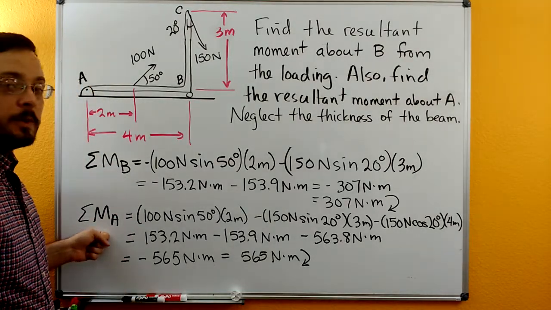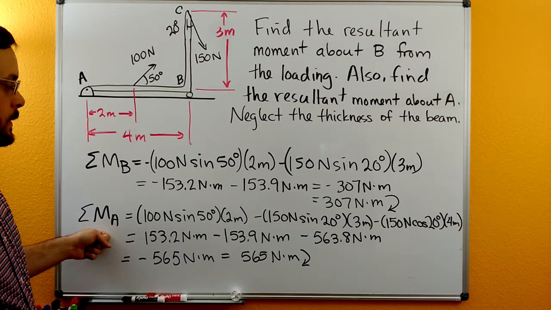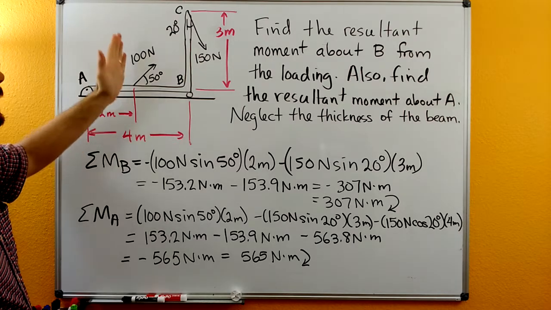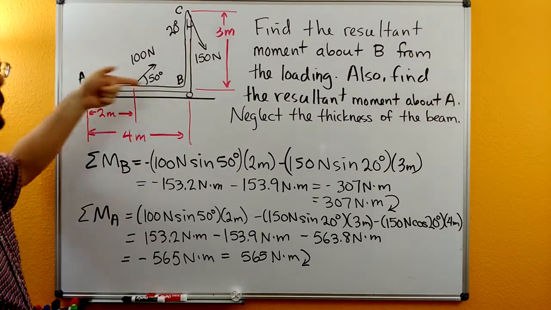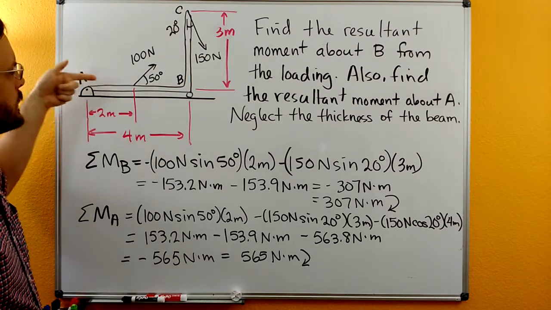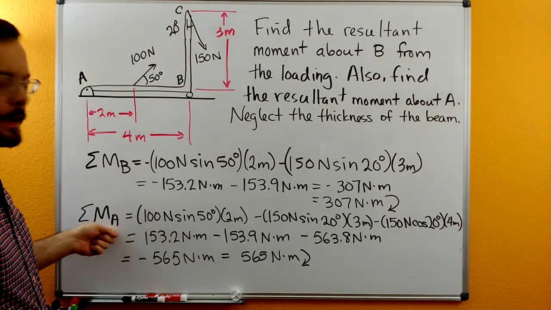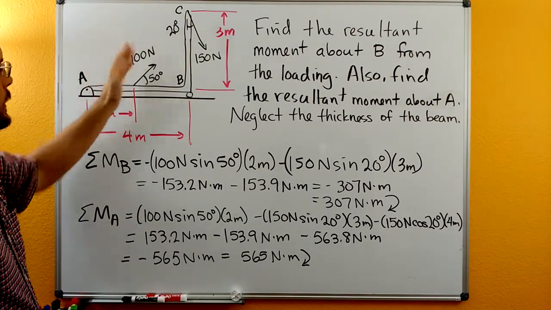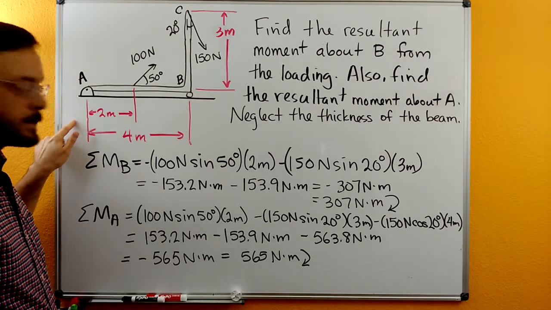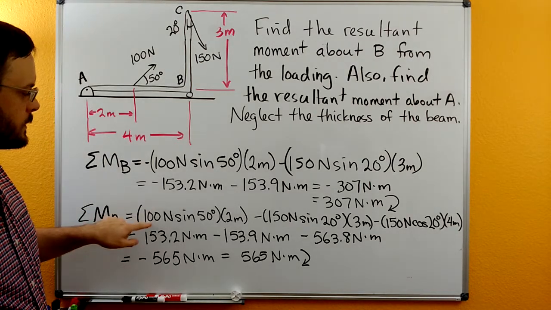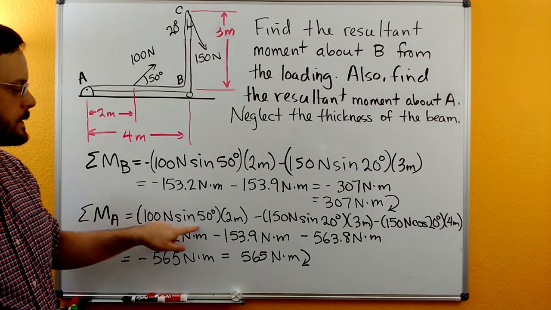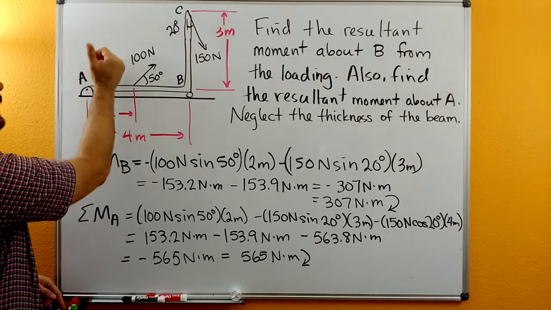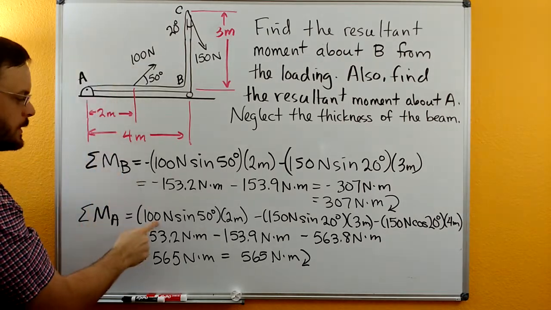Now looking at the moment about A, you can see that we get a different value. Let's go through and see why that is. The 100 Newton force has an x component that still goes through point A, so it still doesn't show up in this sum of moments about A. The y component is separated by this x distance of 2 meters, so the magnitude winds up being the same, 100 newtons sine 50 times 2 meters, but at A, that y component creates a positive moment about point A.